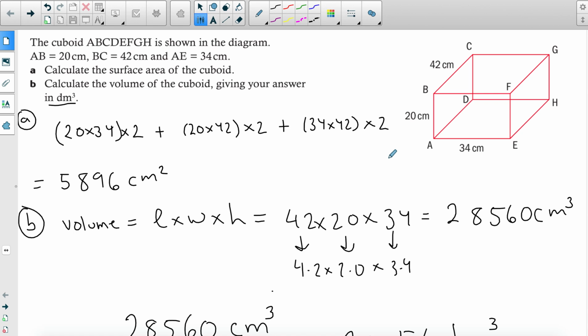Try to practice more questions. This was taken from the end of the chapter from the paper 1 review questions. So there is another question on cuboids. Have a go at that.